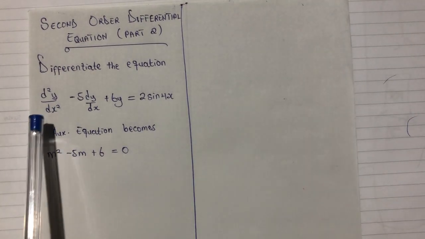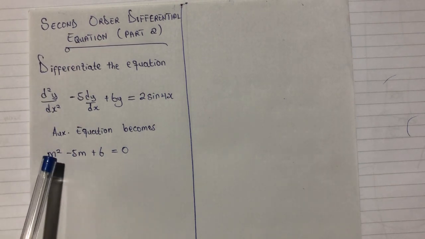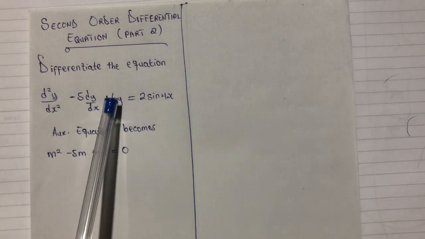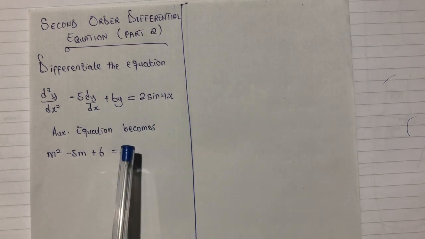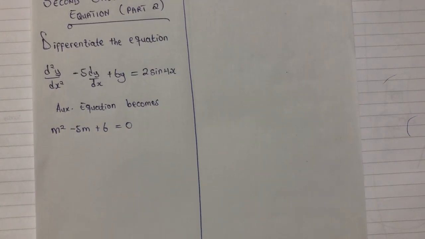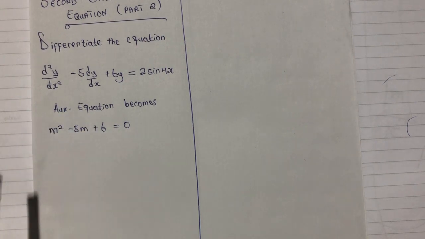Now we represent the derivative terms with the variable m. Since the derivative is second order, you square it. For the first derivative, you make it m, you pick the coefficients of y, and you equate the function to 0 to solve for the complementary function. So this has become a quadratic equation, and it is called the auxiliary equation.